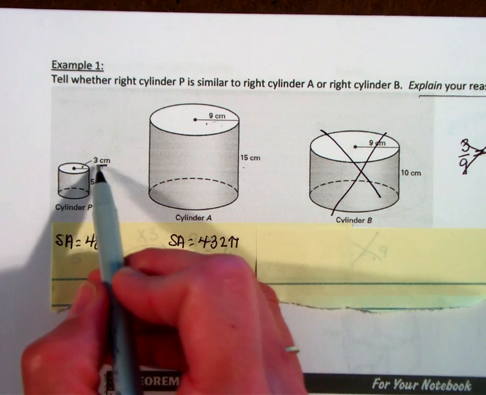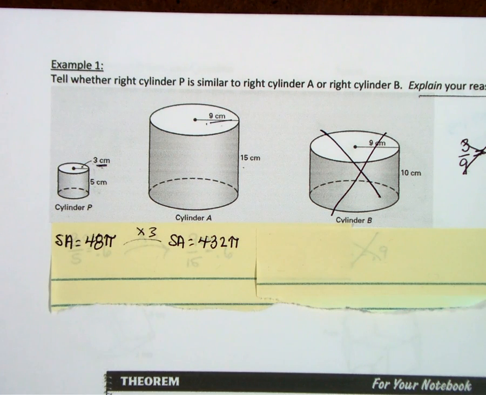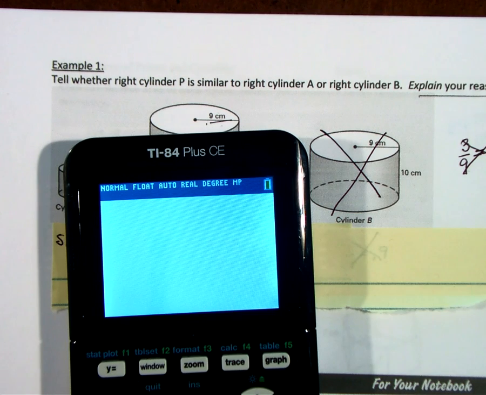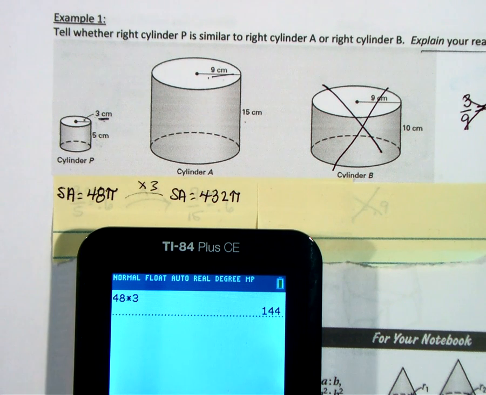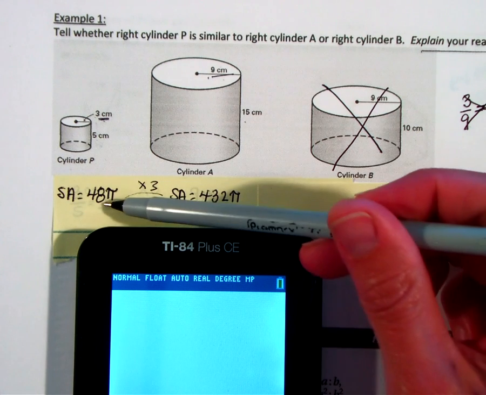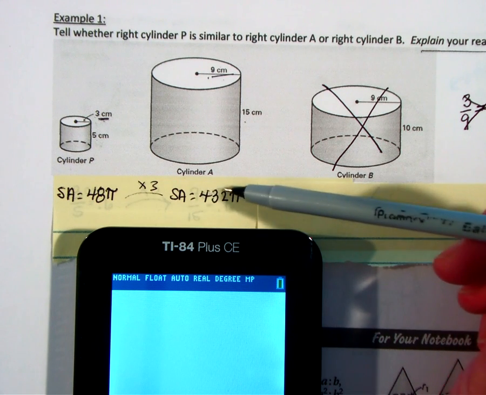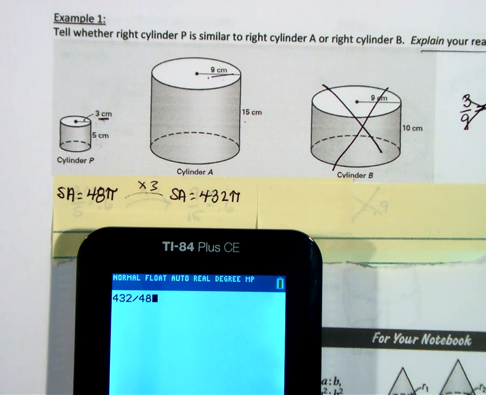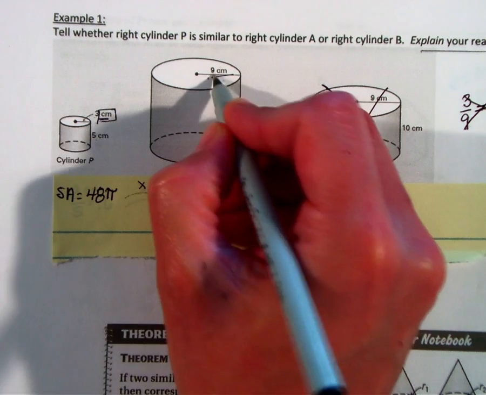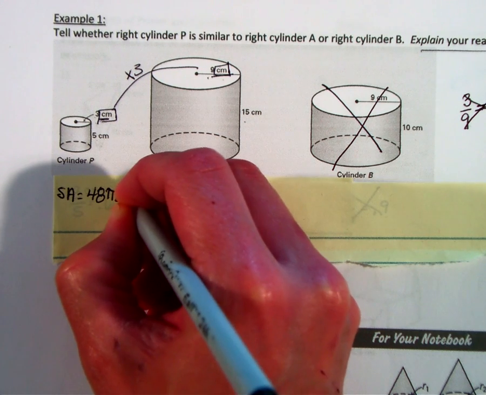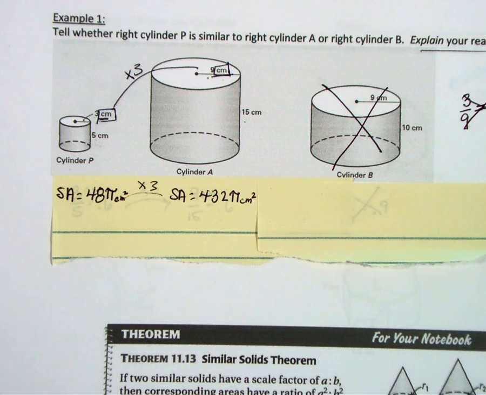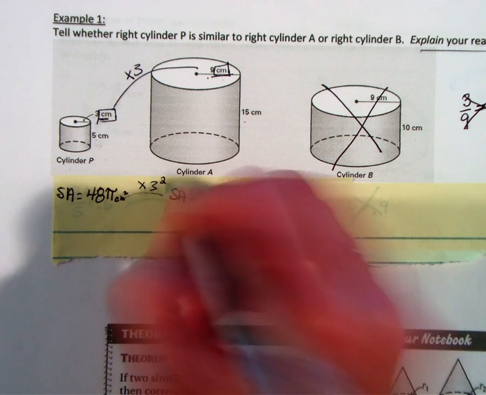Okay, so the ratio of the side lengths is times 3. Is it also times 3 for the areas? Well, let's check it out. What's 48 times 3? It's 144. Is that what I got? No, I didn't get that. So it's not times 3. So what is it? Well, the other way we can figure this out is we can divide, or we can keep guessing and checking. But let's go ahead and divide. I'm going to take 432 and divide it by 48 to figure out what the ratio is. And it's 9. So the ratio from centimeters to centimeters was times 3. The ratio of centimeters squared to centimeters squared was times 3 squared.